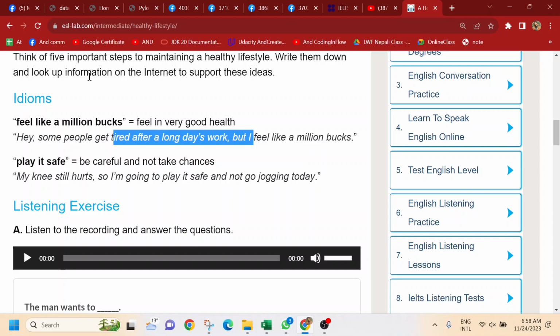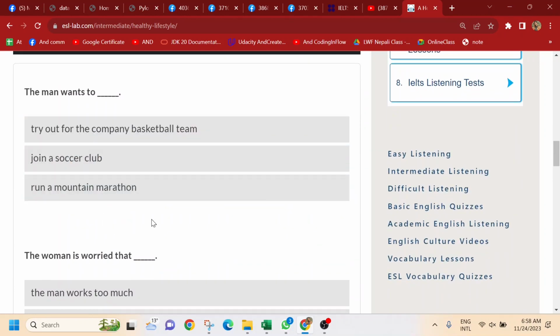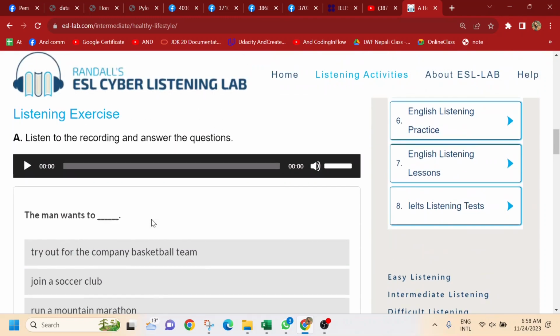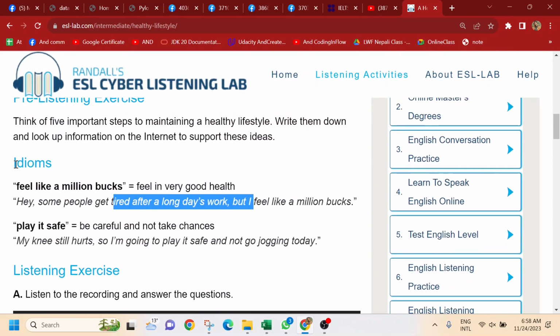So this is the best way to access idioms, and you can play this and also answer this kind of questions. It will make your listening skills better too. It's a better way to learn idioms also. So this is another resource.